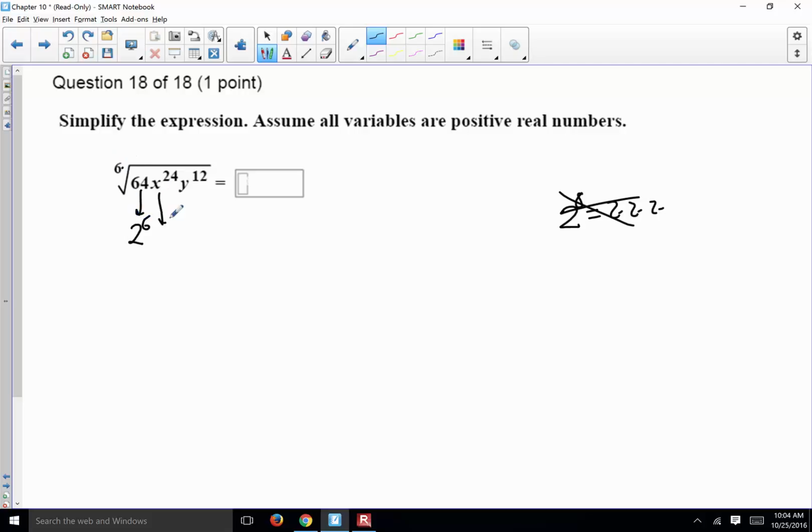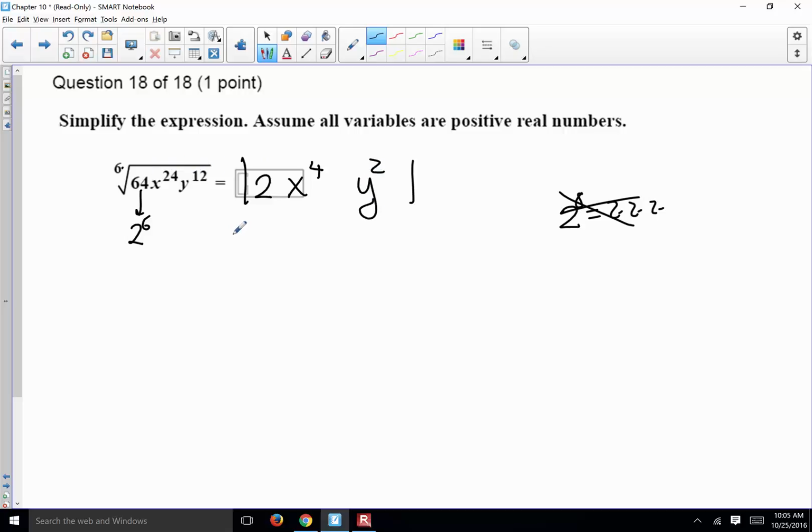Alright, this one is already raised to power, so let them break the prison. First, do we need an absolute value? Yes, even index, we do. 2 to the 6 is 2. 6 and 6 gone. 24 divided by 4 is 6. y to the 12 is y to the 6.